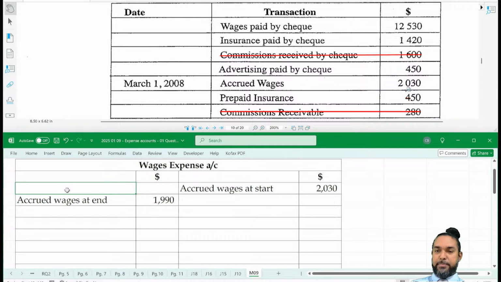Right. So wages paid by check. That's the cash book figure. So you can put cash book or you can put wages paid. Right. So that's 12,530.